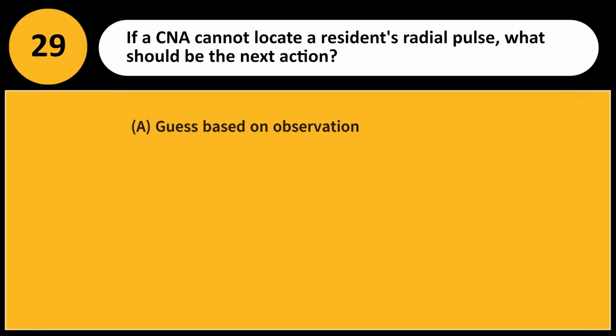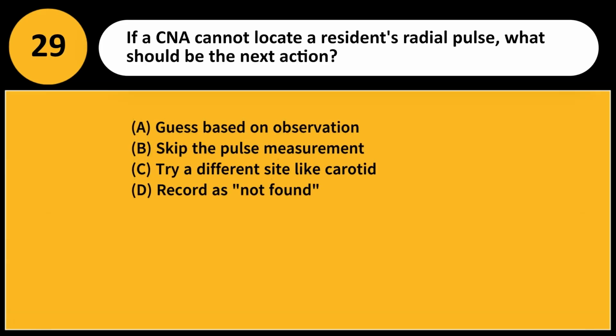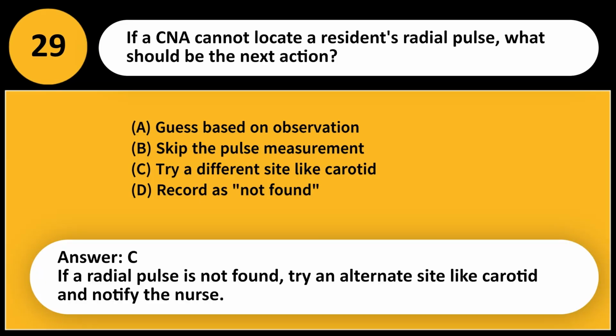If a CNA cannot locate a resident's radial pulse, what should be the next action? A. Guess based on observation. B. Skip the pulse measurement. C. Try a different site like carotid. D. Record as not found. Answer C. If a radial pulse is not found, try an alternate site like carotid and notify the nurse.